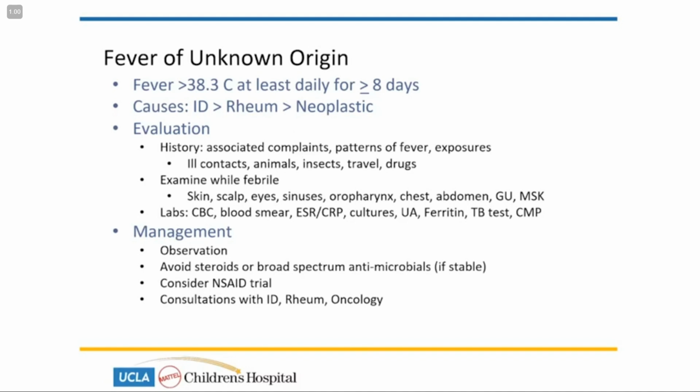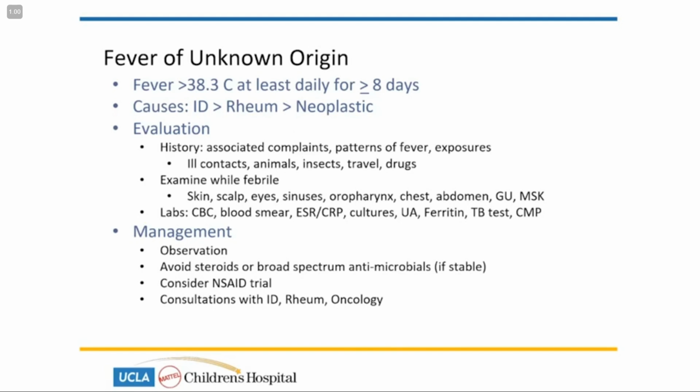You're talking to the rheumatologist here. Labs could include a complete blood count, peripheral blood smear, acute phase reactants, cultures, urinalysis, and don't forget that ferritin, looking for macrophage activation syndrome, possibly being associated with a systemic juvenile idiopathic arthritis. Depending on travel, looking for tuberculosis, and looking for, again, multi-system organ involvement by checking a complete metabolic panel.